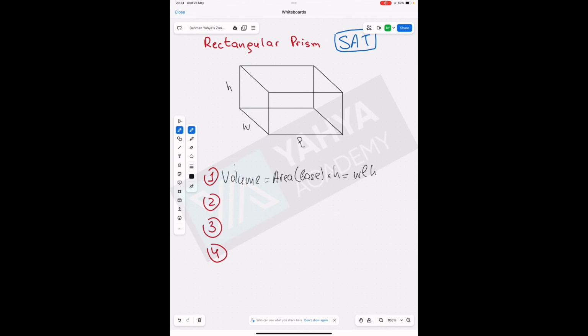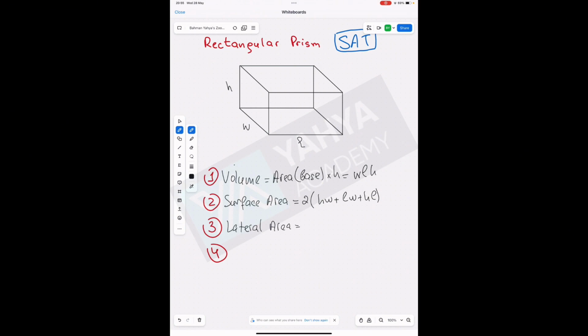The second formula is surface area. Surface area is, this part is HW and we have twice of it. So twice of HW plus this is LH, and because we have the same thing in the back, twice of LH, and the last one is the area of the base, which is WL, and we have the same thing here, so twice of WL. All combinations like LW and HL. This is the surface area.